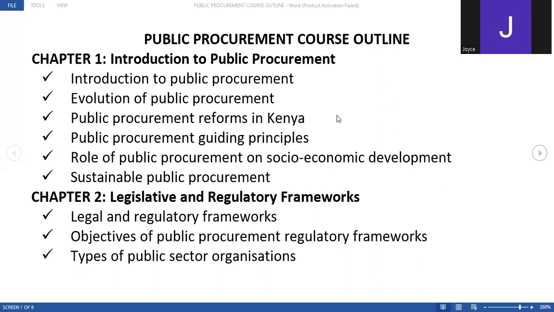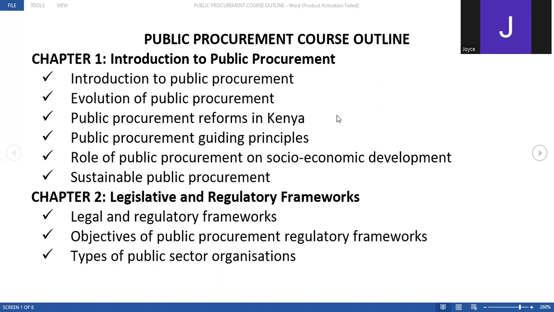So the government decided to come up with various policy documents for purposes of supporting activities in government. So at the end of this unit, we will be able to understand what public procurement is. And we shall also be able to discuss the evolution of public procurement. And when we talk about evolution, we are talking about the stages that public procurement has undergone over the years, and basically where we are currently in terms of the processes in public procurement.